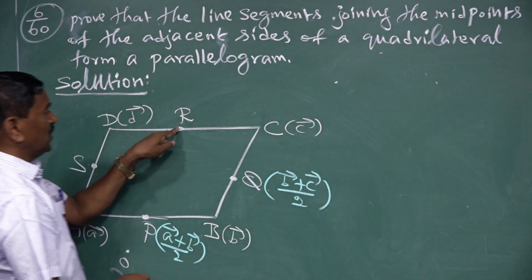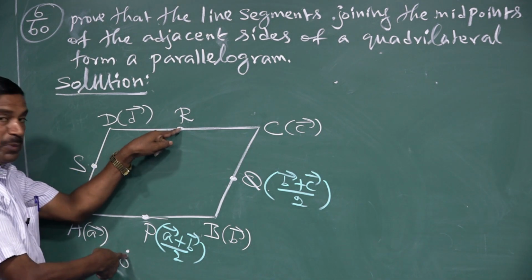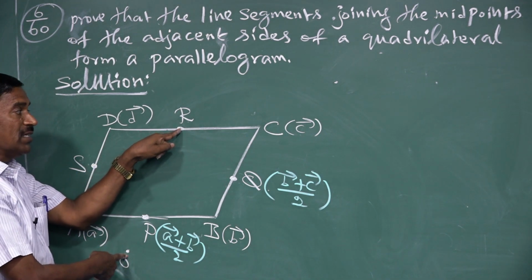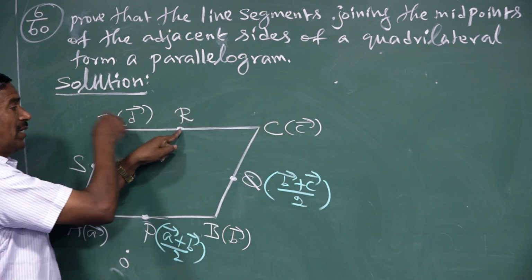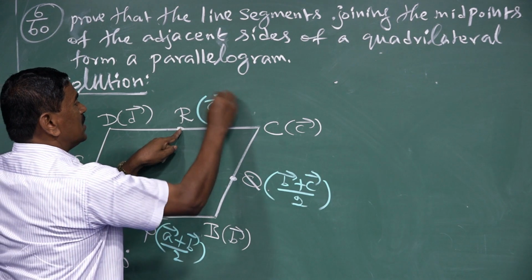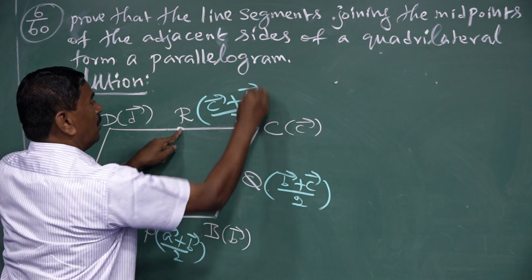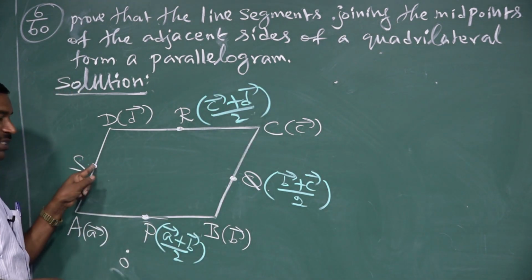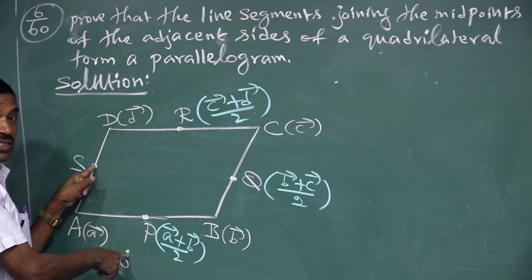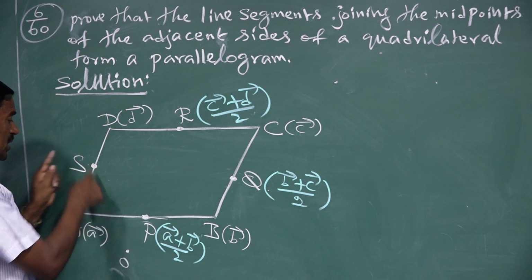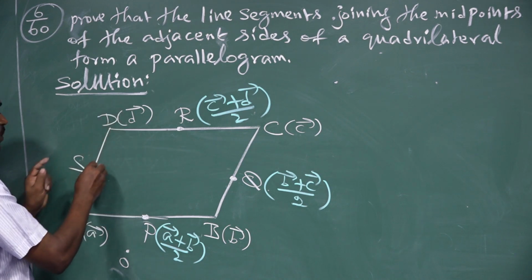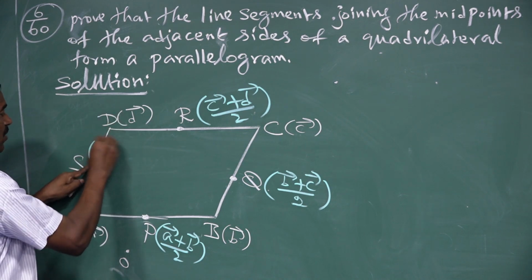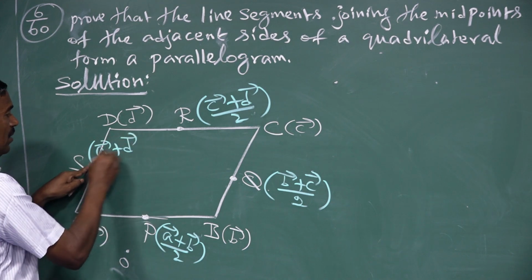Next, the position vector of R with respect to origin O is OR vector equal to C vector plus D vector by 2. Next, the position vector of S with respect to origin O: OS vector is equal to A vector plus D vector by 2.